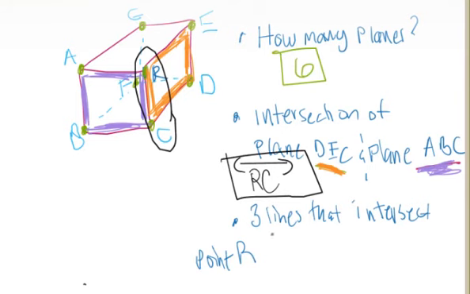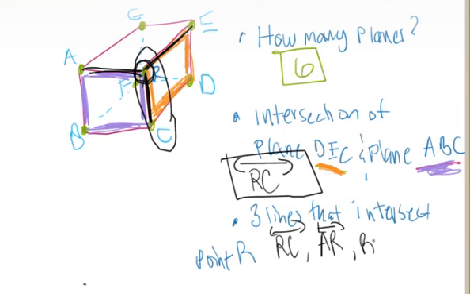And last but not least, it says 3 lines that intersect point R. Well, again, here's point R. And what are 3 lines that intersect that point? Well, we're going to get AR, RE, and RC. So we just go ahead and list those out. Those should be hopefully pretty easy. RC was our answer to the top one. RC, AR, and last but not least, RE. Okay, and there we go. Sorry about not being super neat.